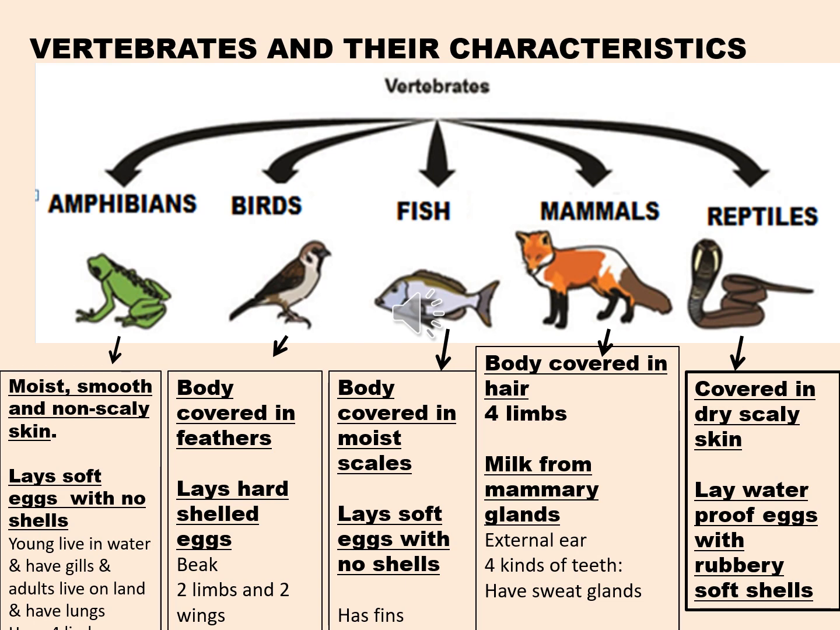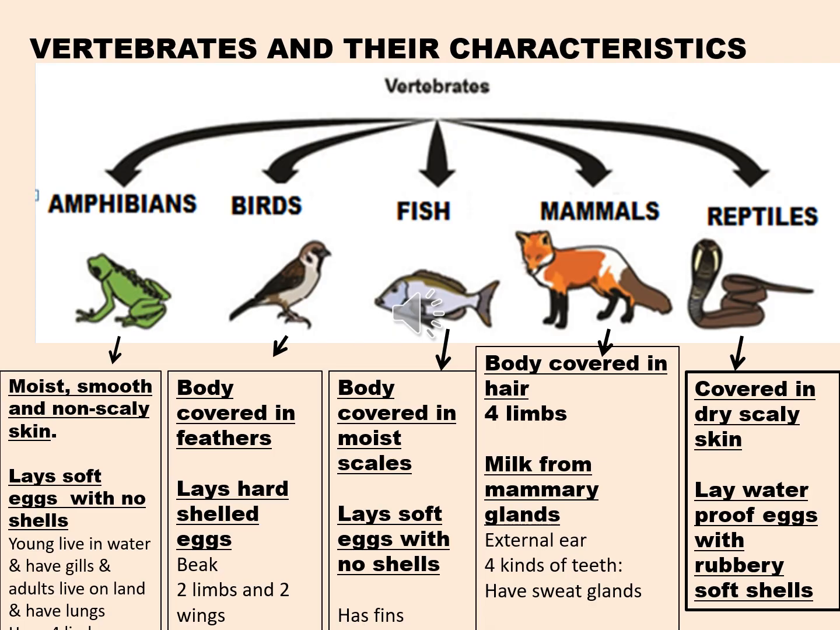And mammals don't lay eggs, they have young ones, and the special character is they have mammary glands which feed their young. Then reptiles lay waterproof eggs with rubbery, soft shells. They are not very hard, rubbery, soft shells. So those are the most common features of these 5 vertebrate groups.